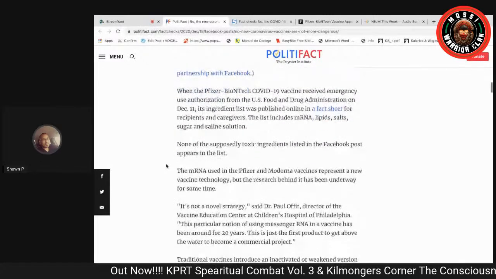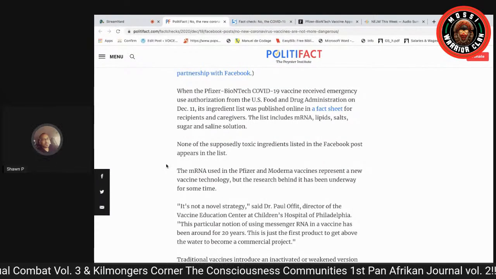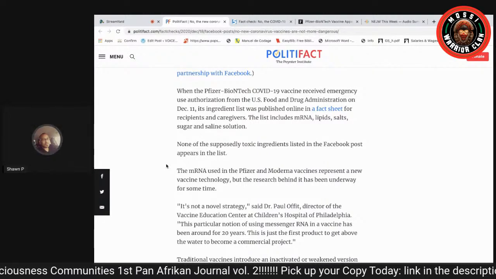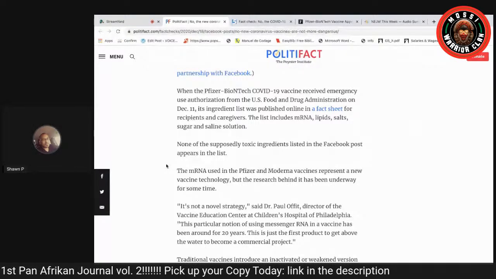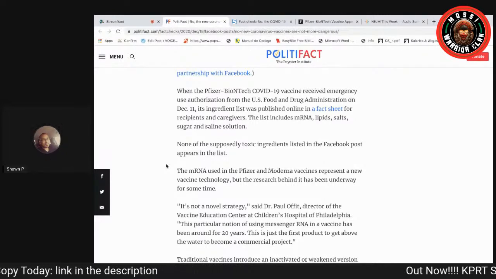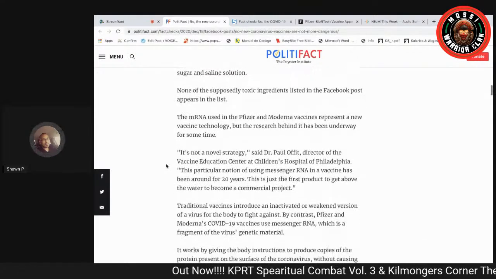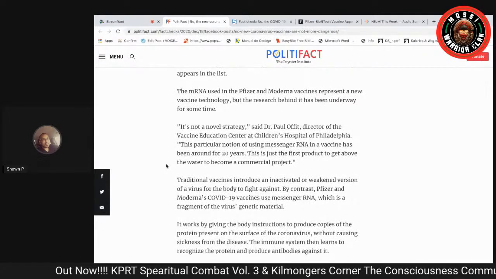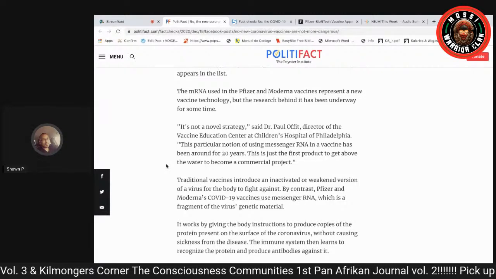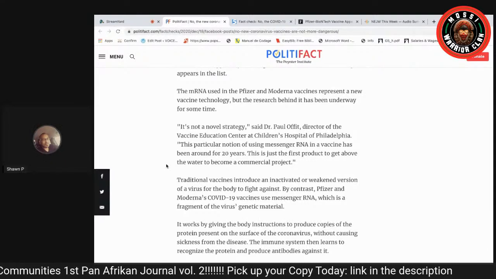When the Pfizer-BioNTech COVID-19 vaccine received the EUA from the FDA on December 11th, its ingredients list was published online in a fact sheet for recipients and caregivers. The fact sheet is also in the description, for Moderna and Pfizer. That list includes mRNA, lipids, salt, sugar, and saline solution. None of the supposed toxic ingredients listed in the Facebook post appears in the list. The mRNA used in the Pfizer and Moderna vaccines represents a new vaccine technology, but the research behind it has been underway for some time. It's not a novel strategy, said Dr. Paul Offit, director of the Vaccine Education Center at Children's Hospital of Philadelphia.